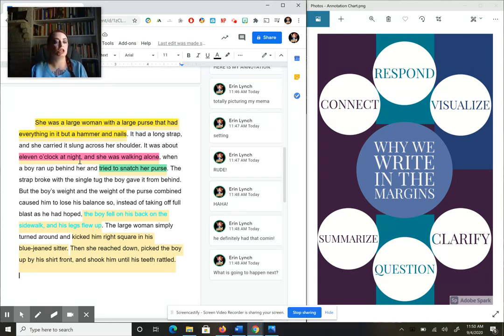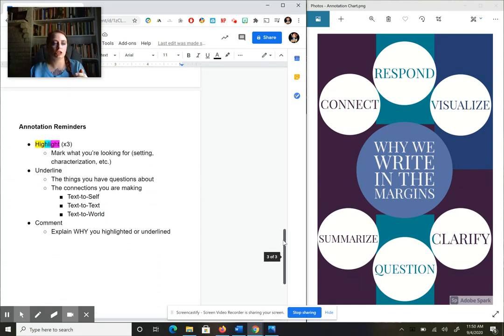Okay. Decide which colors you're going to use for what. And then anytime you highlight something, I want to see a comment. So just to remind you, okay, we're going to use our highlighter. We can use 3 colors, yellow, teal, and pink. We're going to mark what we're looking for. So maybe one day I tell you today we're looking for setting. So just decide all the yellow is going to be my setting stuff. Maybe the next day I tell you we're looking for character traits. Okay, I'm going to use all my teal or pink for character traits. You decide what the colors mean. Okay, but then you got to stick to it.